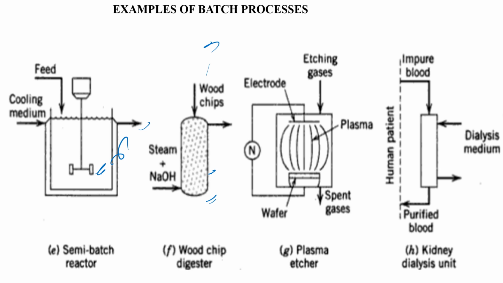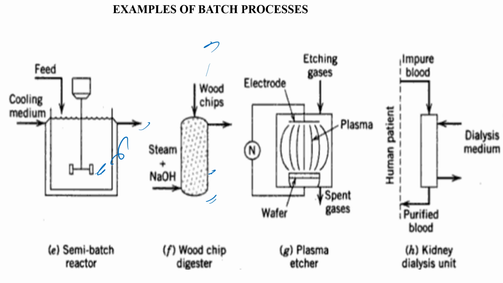And then here, this is a dialysis unit. Here comes the impure blood, and here is the purified blood. This is the medium. We can pass the medium to remove the impurities from the blood. So this is also a batch process.